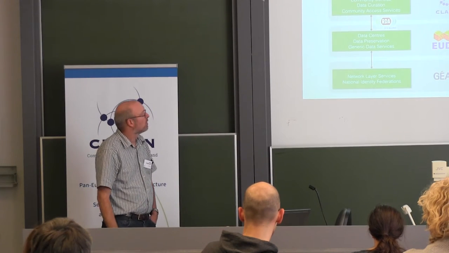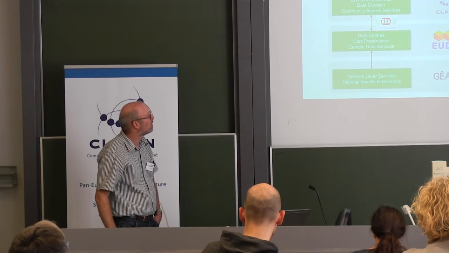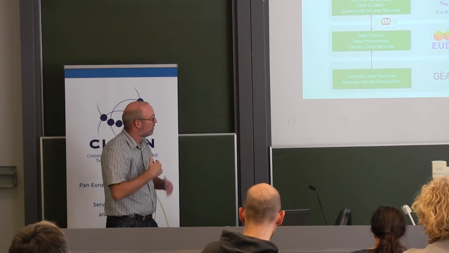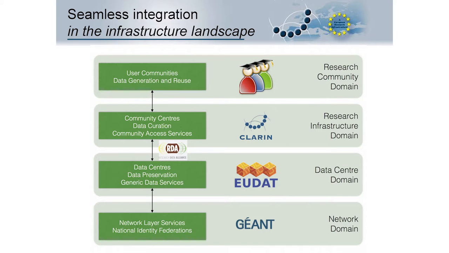Another level of integration is, where is CLARIN positioned in the whole area of infrastructures? So in Europe, there is a huge stack of cooperation and various levels of infrastructure. And for example, these identity federations, they are on this low level, which GÉANT is dealing with. Then we have the big data centers, which are working together in EUDAT, and CLARIN works together with them again to build up a specific research infrastructure for language resources for social sciences and humanities.